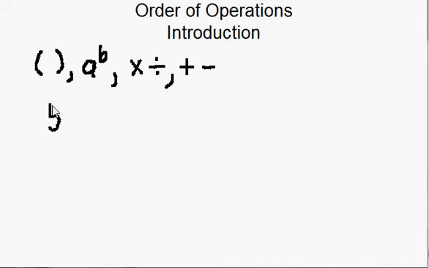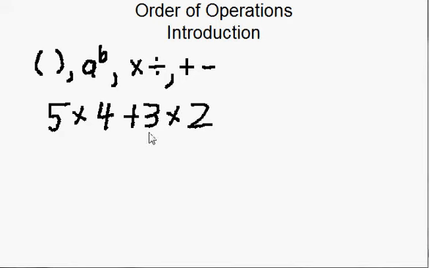Suppose we have 5 times 4 plus 3 times 2. Now the question is, what do I do first? Do I add the 4 and the 3? Do I multiply the 5 and the 4? Do I multiply the 3 and the 2? Well, the order of operations tells me that I do the multiplication before the addition.